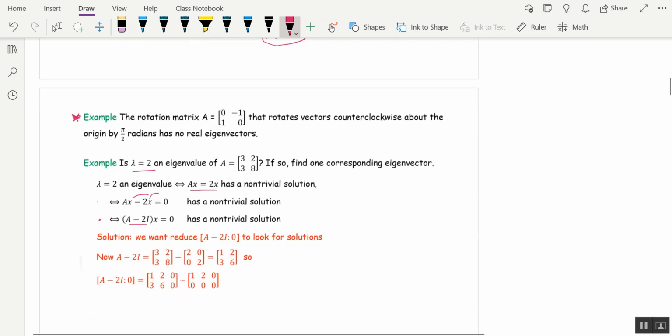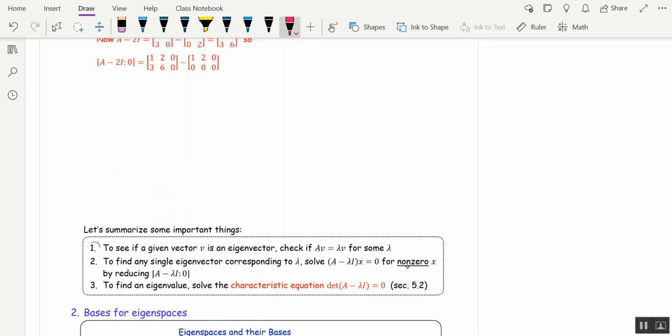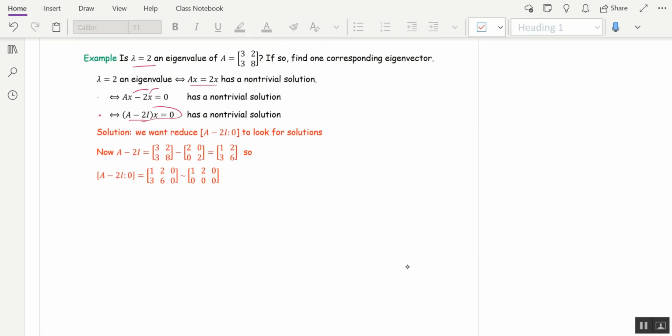So let me just jump down before we do this computation and summarize. This is the first example we did. To see if a given vector is an eigenvector, just check if Av equals lambda v for some lambda. This is the computation we're about to do. To find any single eigenvector corresponding to a given lambda, you're going to solve (A minus lambda I) x equals 0 for a non-zero x. So what we're doing is solving (A minus 2I) times x equals 0 for a non-zero x.